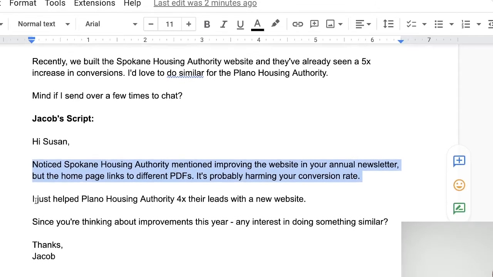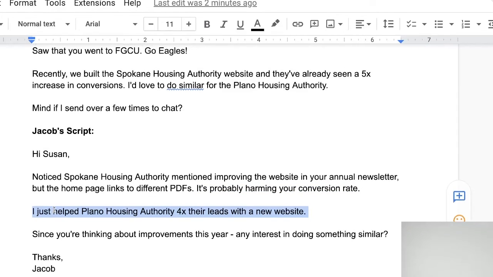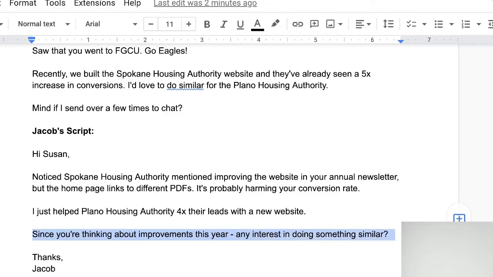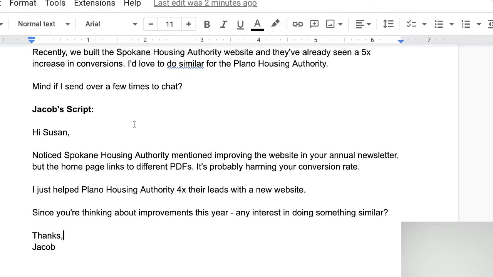Then it translates that observation into a pain, which is probably hurting your conversion rate, and follows it up with a relevant solution that they actually might want. It doesn't talk about the specific fix, that's why they have to get on the call, but it does mention an outcome that your prospect could expect if they respond to you. And then I tie the reason I reached out in the initial sentence back into my call to action. Since you're thinking about improvements this year, any interest in doing something similar? Question. Thanks, Jacob.